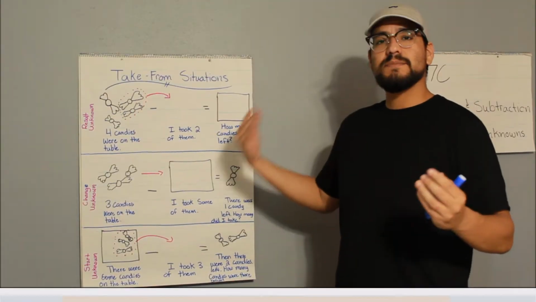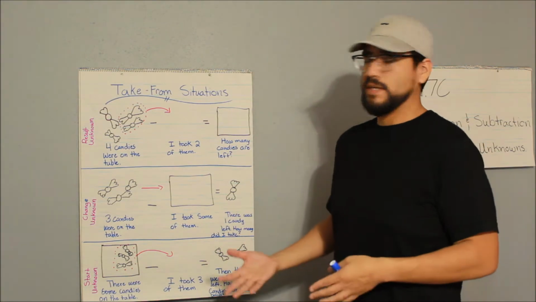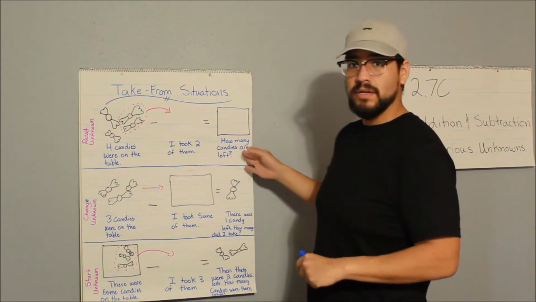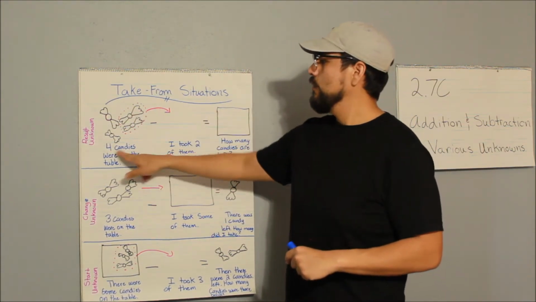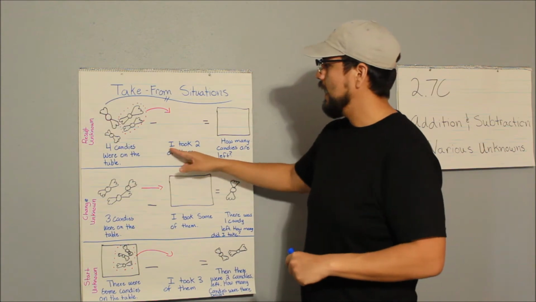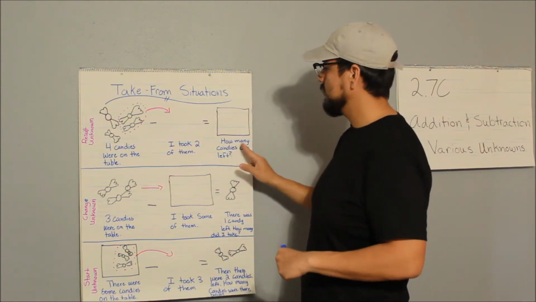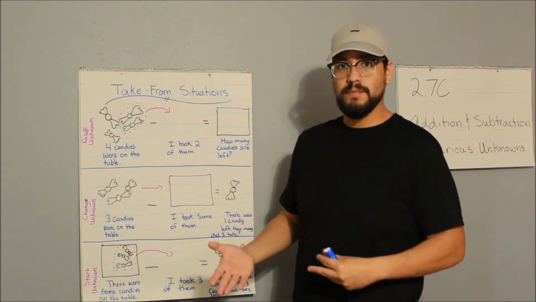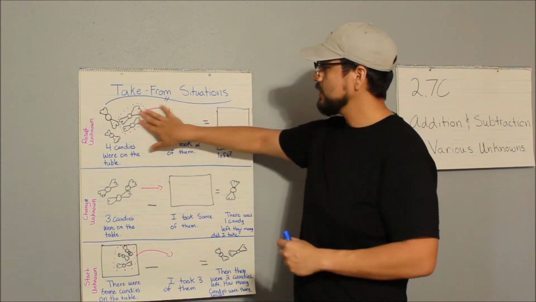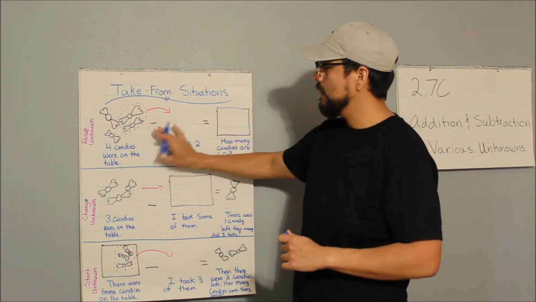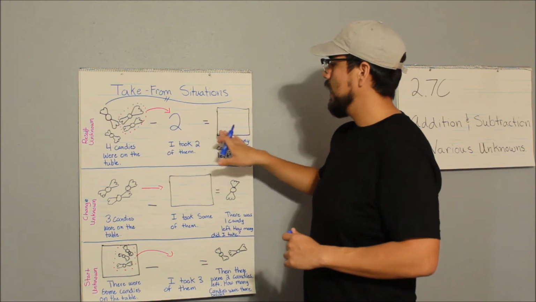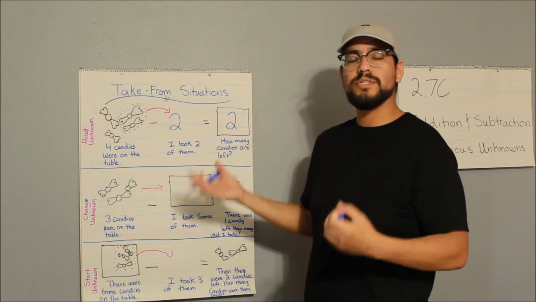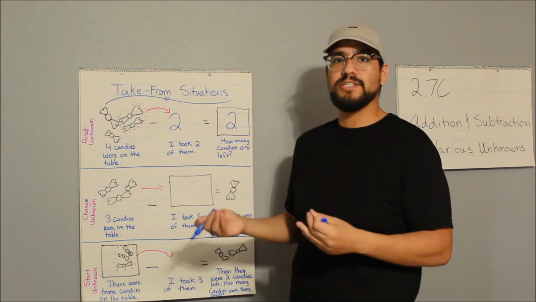Alright guys, we're looking at subtraction situations or take from situations. The first one we're looking at is result unknown. So I'm going to read the problem down here and then I'll explain the picture. 4 candies were on the table. I took 2 of them. How many candies are left? Result unknown is your basic subtraction problem. So I had 4, I took 2, so it is 4 minus 2. How many candies do I have left? 2. Result unknown is your basic subtraction problem.